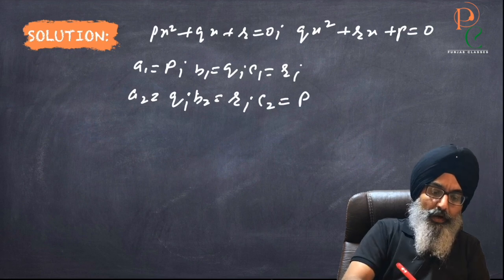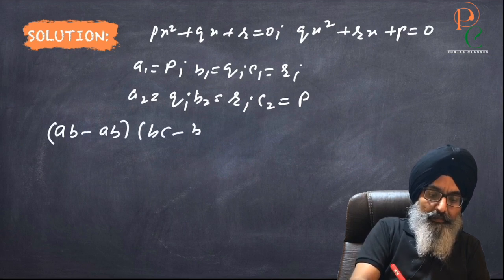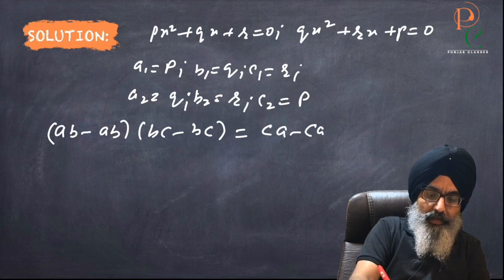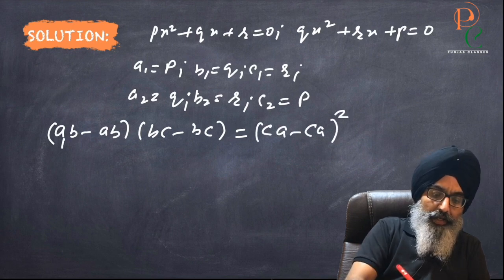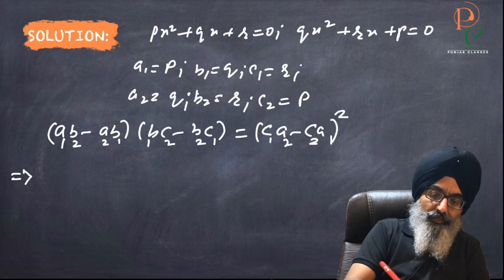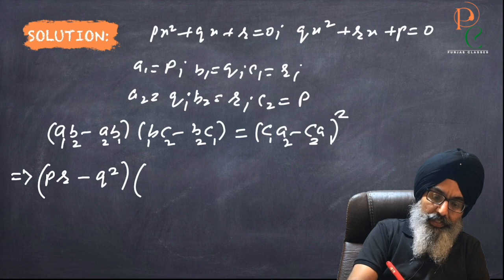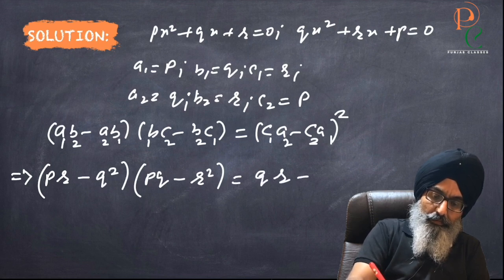Now applying the concept of the common root, I write that formula again. (a1b2 minus a2b1)(b1c2 minus b2c1) equals (c1a2 minus c2a1) whole square, and then we use the subscripts 1 2 2 1, 1 2 2 1, 1 2 2 1. Let's put the values of all these terms. We get a1 into b2, it is pr, minus a2 into b1, it will become q square, b1 into c2 will become pq, and b2 into c1 becomes r square, equals c1 into a2 becomes qr, minus c2 into a1 becomes p square, whole square.